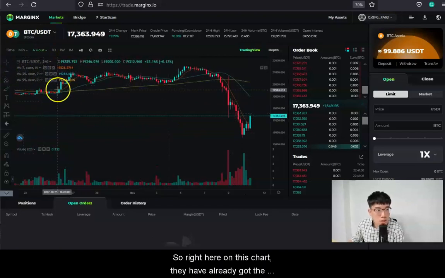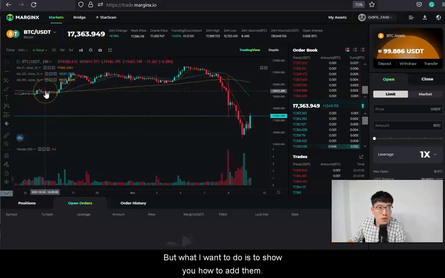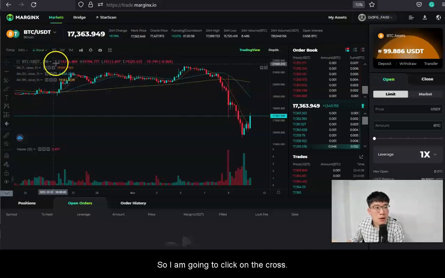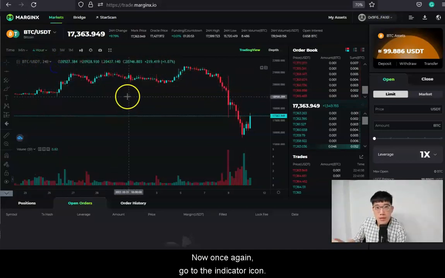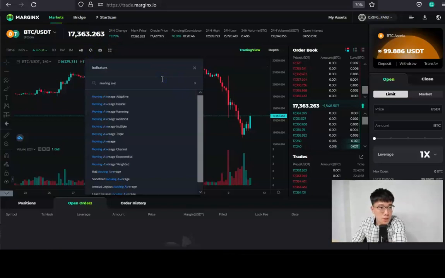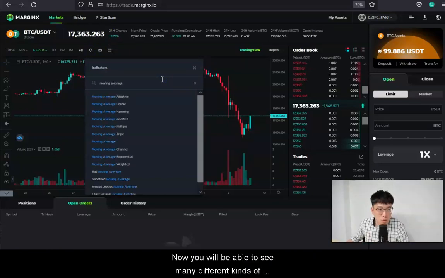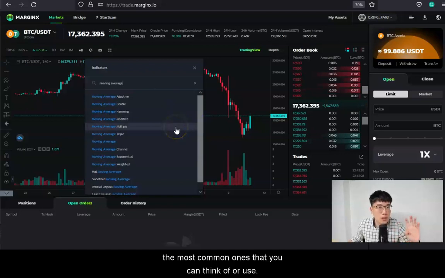Right here on this chart, they have already inserted the moving average, which is at 725.99. But what I want to do is show you how to add them. So I'm going to click the cross to close them. Once again, go to the indicator icon here, click on it, and search for moving average. Now you'll be able to see many different kinds of moving average. I just want to cover the most common ones that you can use.